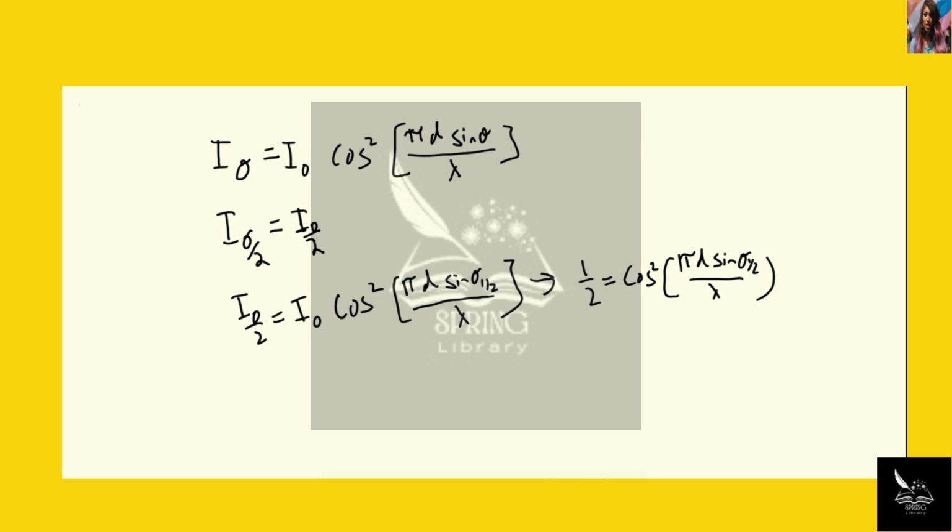Okay, so we could take the square root and then we can look at the cos inverse. So we take the square root here, we get 1 over root 2, which is the same thing as root 2 over 2. And this is going to equal the cosine of pi d sine theta 1/2 over lambda. I'm going to go to a new page here.